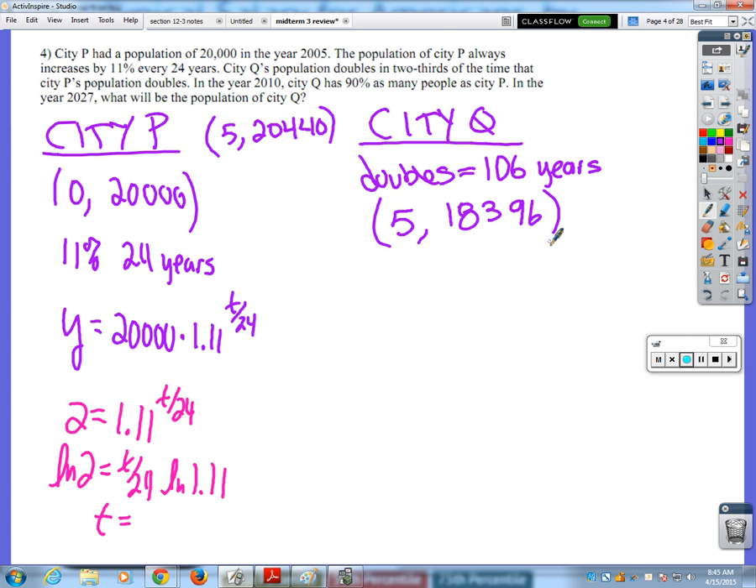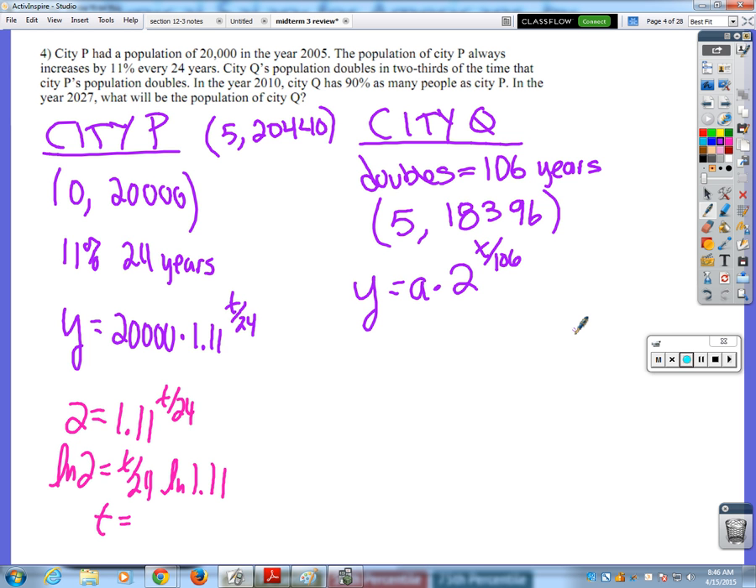Okay, so can we use that to come up with an equation for city Q? Y equals A times 2 to the, yep, to the T over 106. Okay, yep, excellent. You see what she's got going there? And then you plug in 5 for T and plug in this number right here for Y and plug in X. Did you have a question?